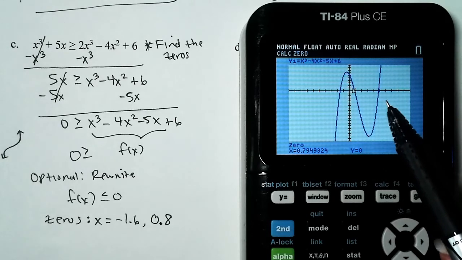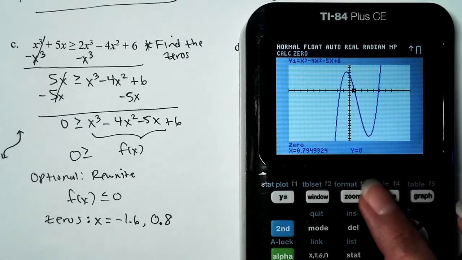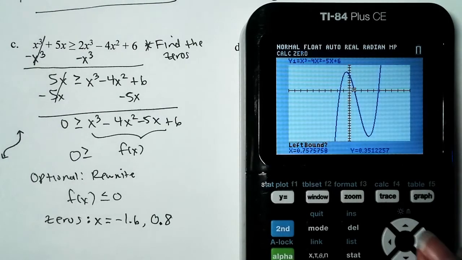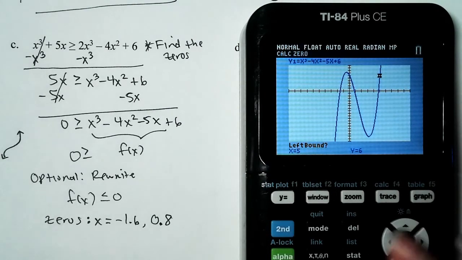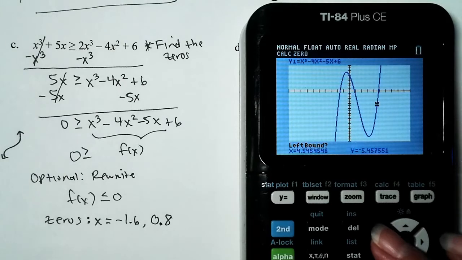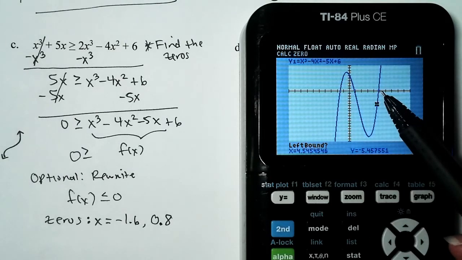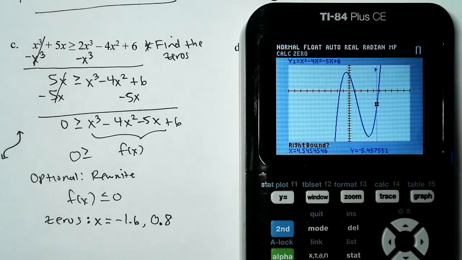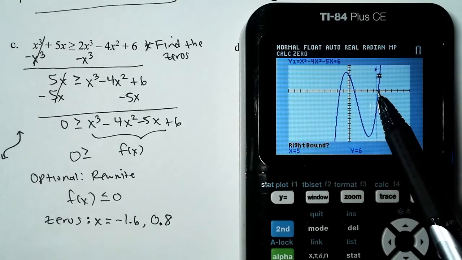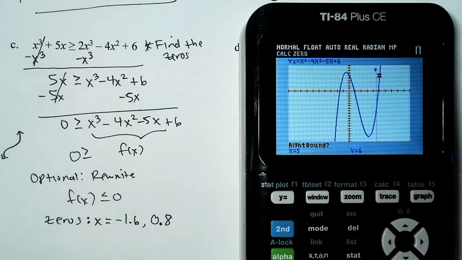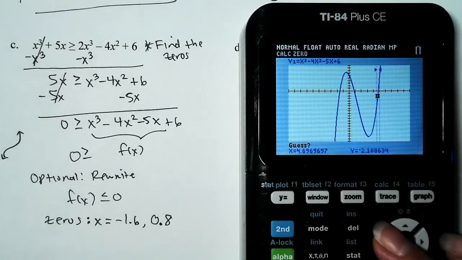So let's do it one more time. Second calc, 0. Okay, so I already passed it. So left bound, put the cursor anywhere to the left of it. I think we're good. Enter. Right bound, put the cursor anywhere to the right. So the 0 is right here, and I'm somewhere to the right. Enter. And then guess, we can put it as close as possible, or just guess wherever we're at. And to one decimal place, that's about 4.8.